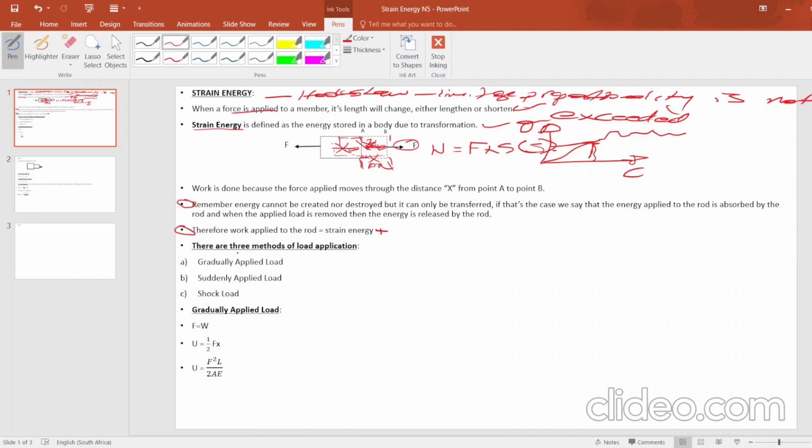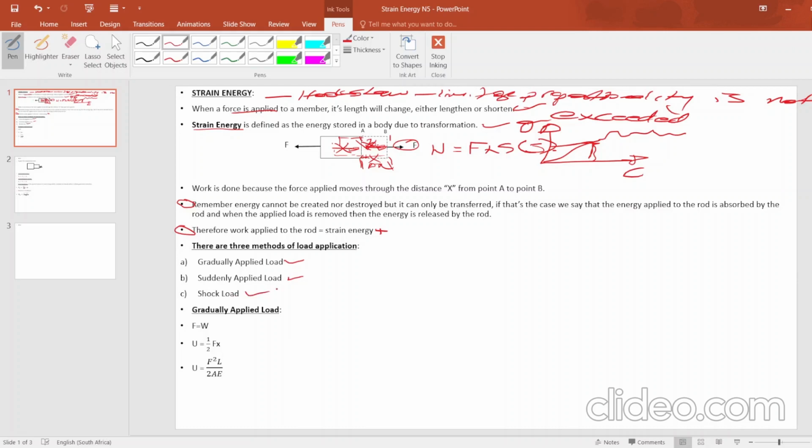There are three methods of load application that we can apply in causing this material to stretch from point A to point B. We have the gradually applied load. We can apply the load gradually, or we can suddenly apply the load, or we can apply the shock load.